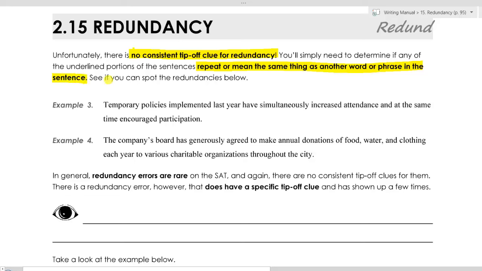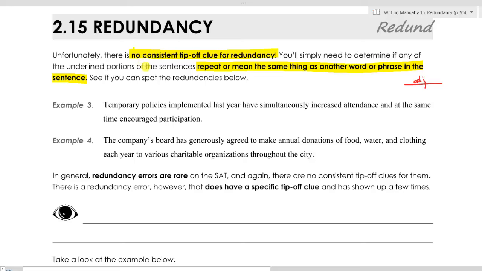You are basically going to have to look at what you have underlined, and in addition to checking any other rule that might be indicated by that particular tip-off clue. So, if you have an adjective underlined, you're going to have to check adjective adverb, and you also are going to have to think about whether that adjective is saying exactly the same thing as something else in the sentence. And that brings up another really important point about redundancy.